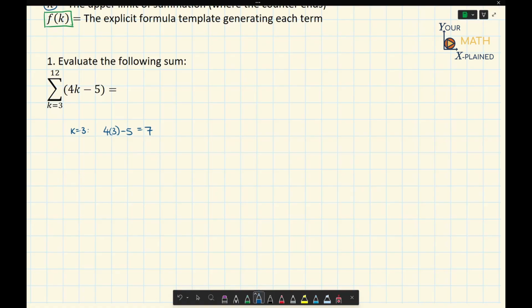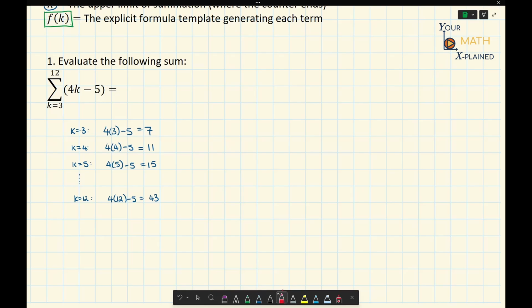And then we're going to iterate and move on to the next number. So that'll be k is equal to 4. Substituting it into the function is going to give us 4 times 4 minus 5, and that is equal to 11. And then again, we increase our counter by 1, so we get k is equal to 5. So then our term here is 4 times 5 minus 5, which is 15. And then we're going to keep doing that until our top number, which is k is equal to 12. And the term here is 4 times 12 minus 5, so this is equal to 43.